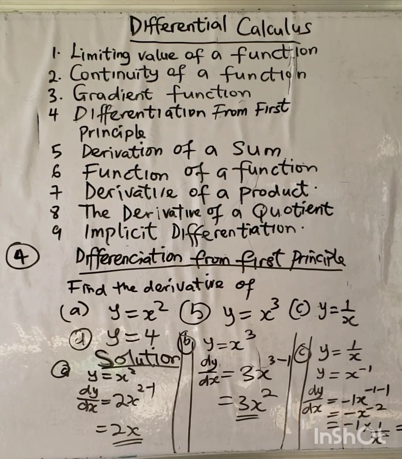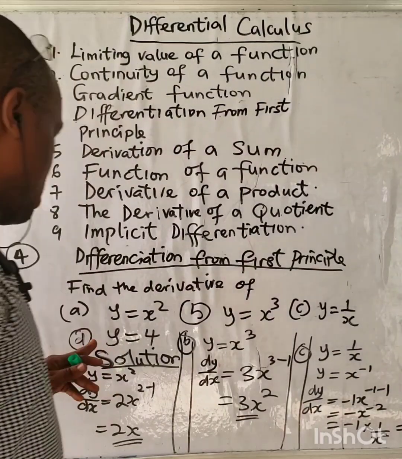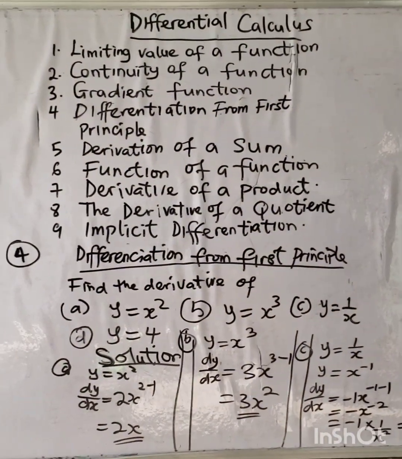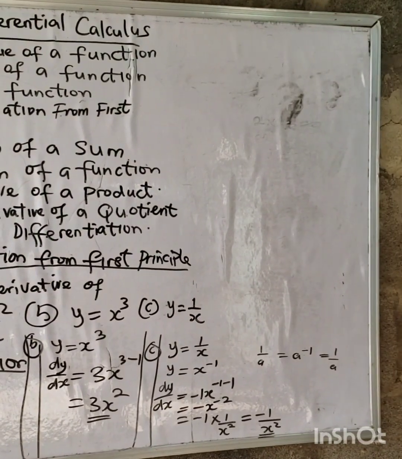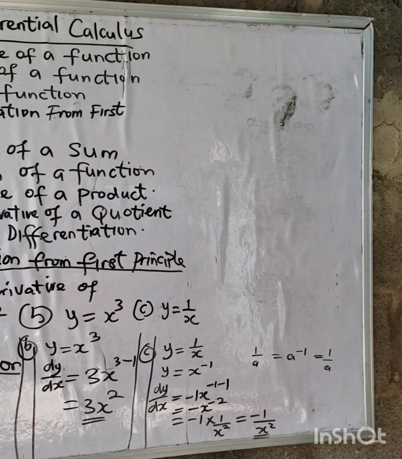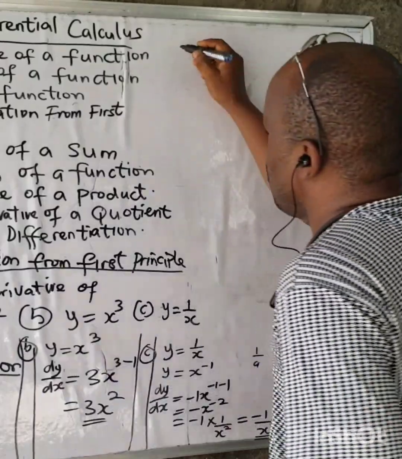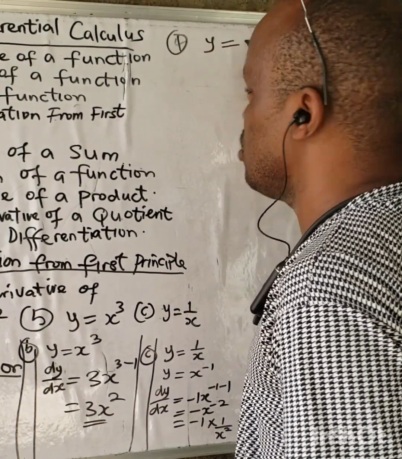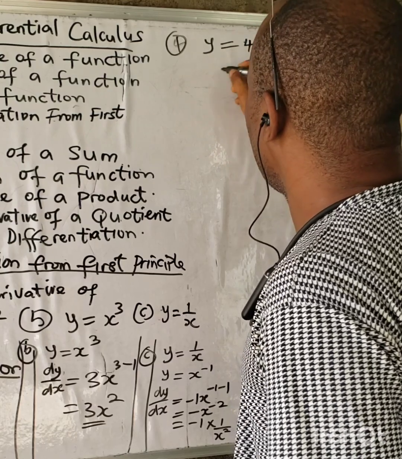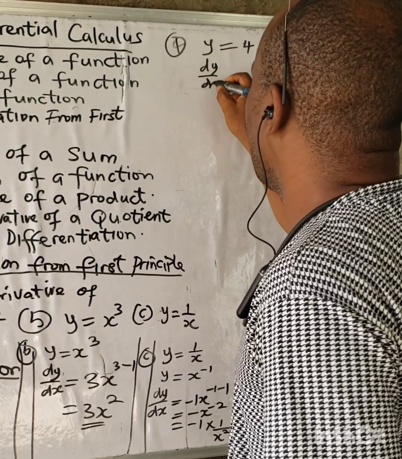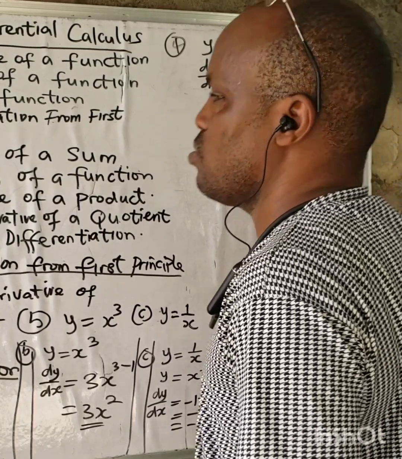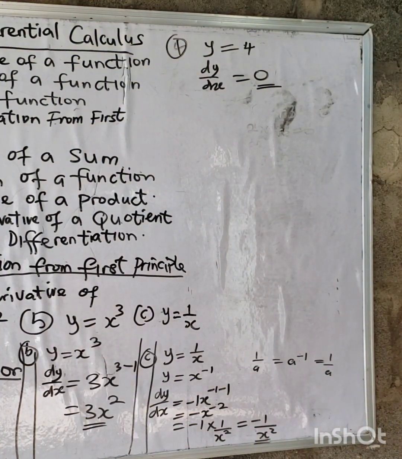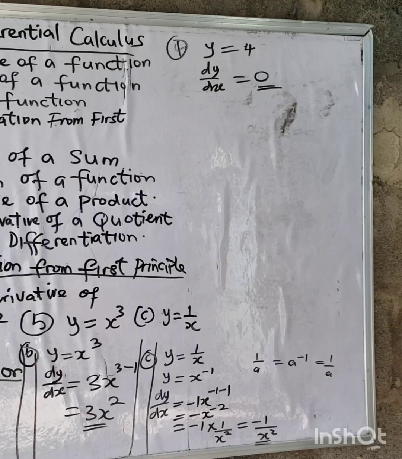Now, the last one, which is y equals 4. When you are asked to differentiate this kind of constant, y equals 4, the dy/dx of this is equal to 0. I will not talk much on that. The dy/dx is equal to 0.